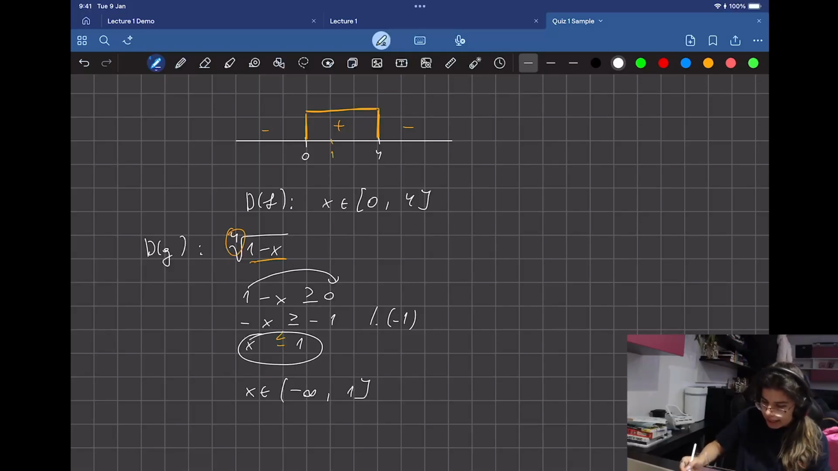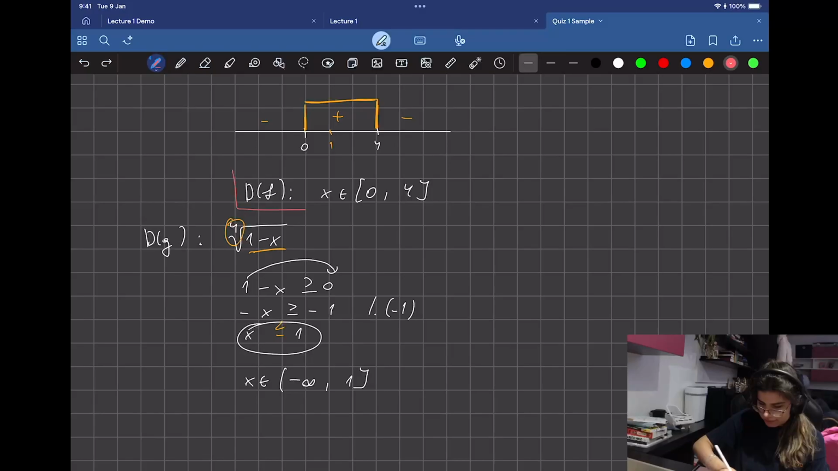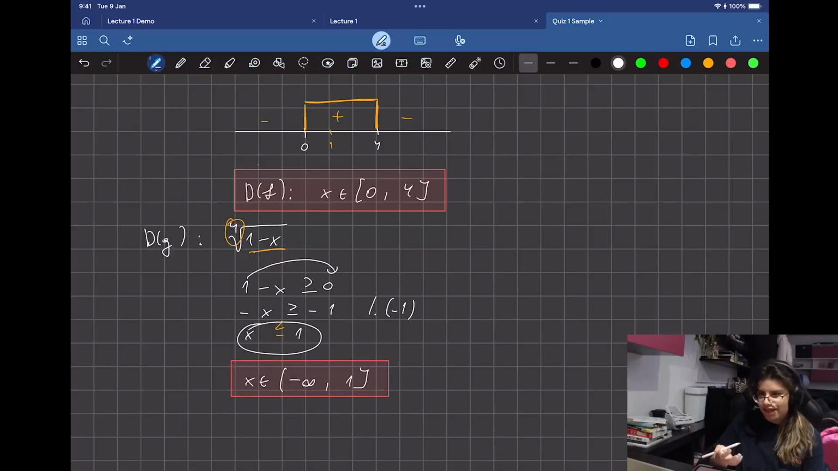So now that we have both domains, let me just highlight them. Okay, and this one as well. Now that we have both domains, we're ready to actually answer the question.